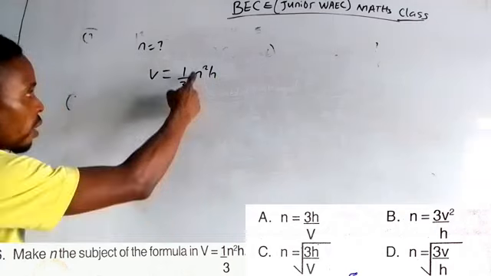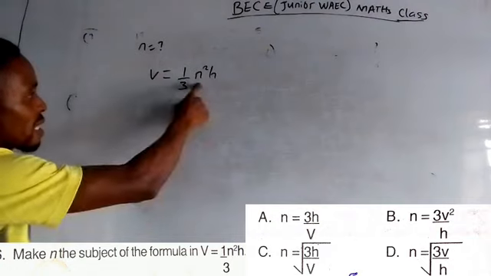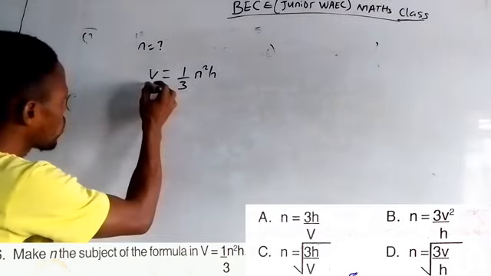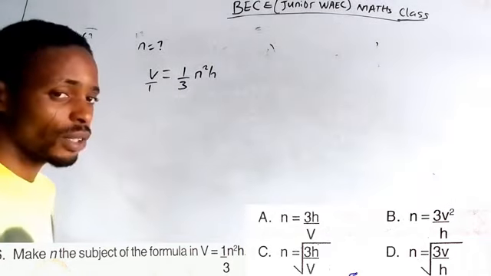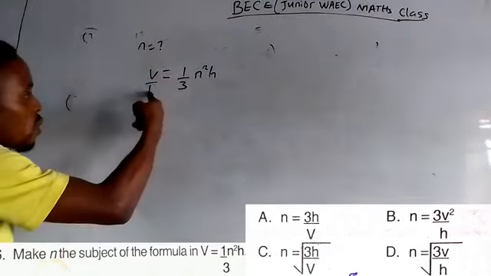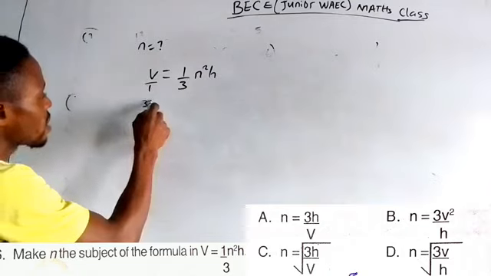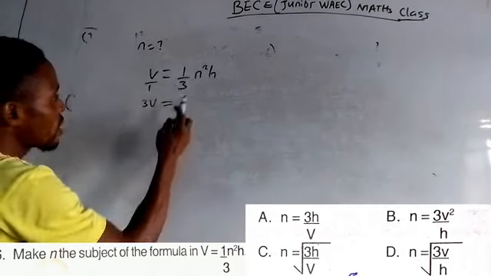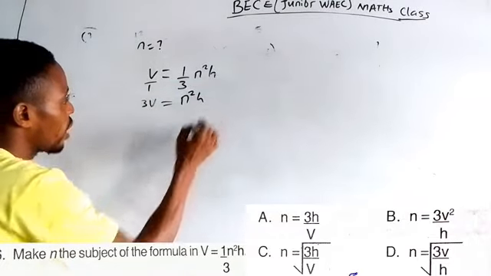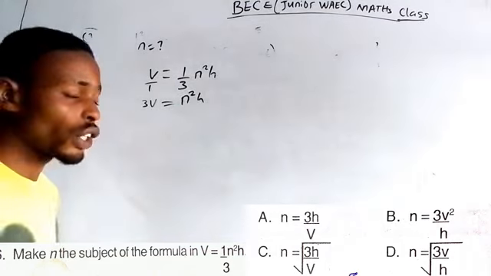To solve this, if you look at this part and this part, you compare with this part, this is in the form of a fraction. Why is this one not in the form of a fraction? So to make it the same, introduce power 1 to this as well, to make it a fraction here. So this one is multiplied by this, and this one is multiplied by all parts. So 3 times V gives us 3V equal to 1 times all this. Here we have 1 times 1, that is 1, multiplied by N squared H. Because we are still working towards making N the subject of the formula.